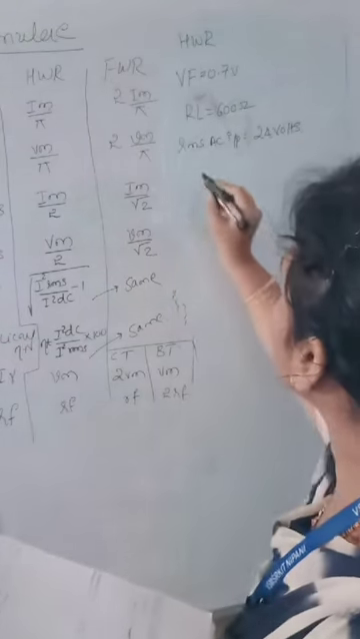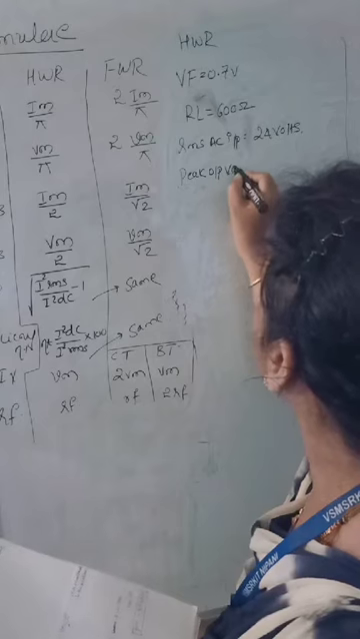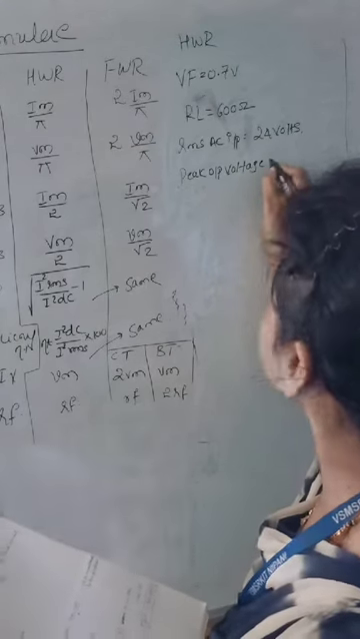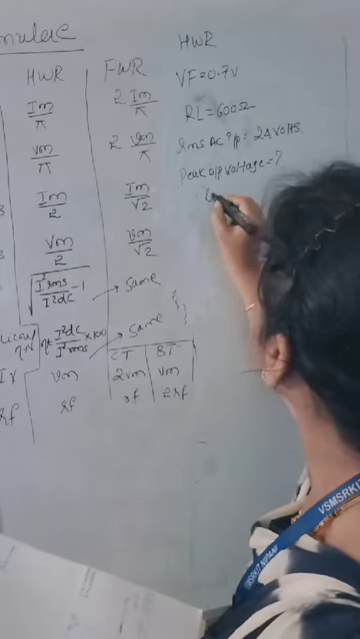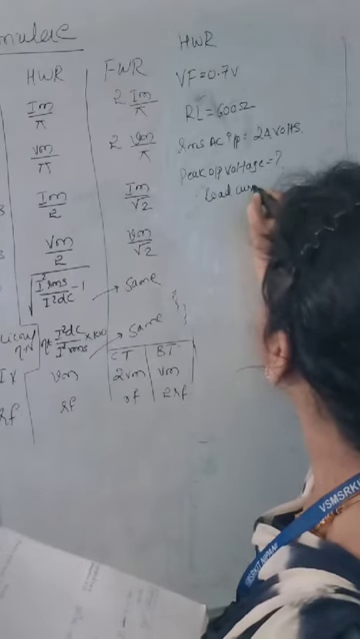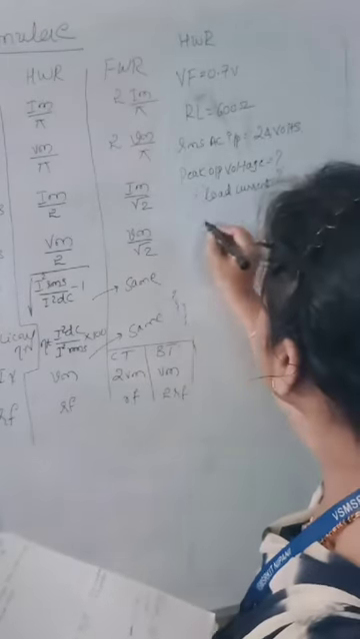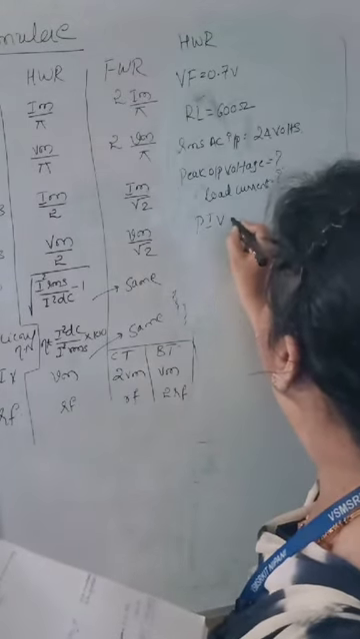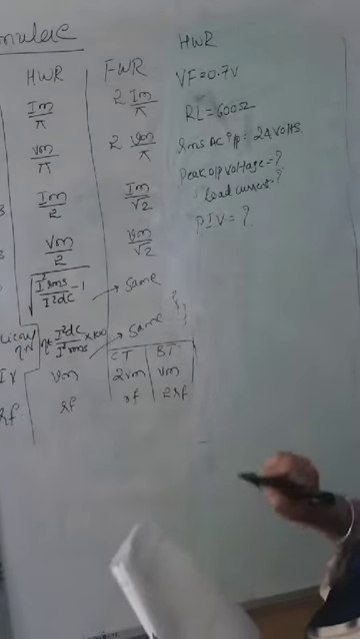Determine the peak output voltage, then the peak load current, then the diode peak inverse voltage.